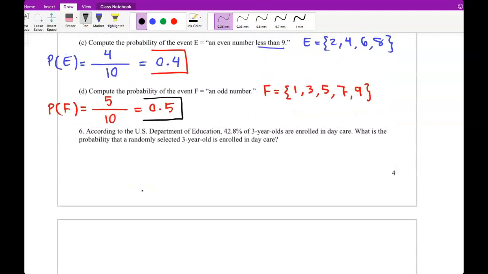Now, what we have on number 6: according to the U.S. Department of Education, 42.8% of 3-year-olds are enrolled in daycare. What is the probability that a randomly selected 3-year-old is enrolled in daycare? This is really easy to answer because we already have the answer here. The answer is given, because 42.8% of 3-year-olds are enrolled, and it's asking for the probability that a randomly selected 3-year-old is enrolled. It's already given, so this much are enrolled.